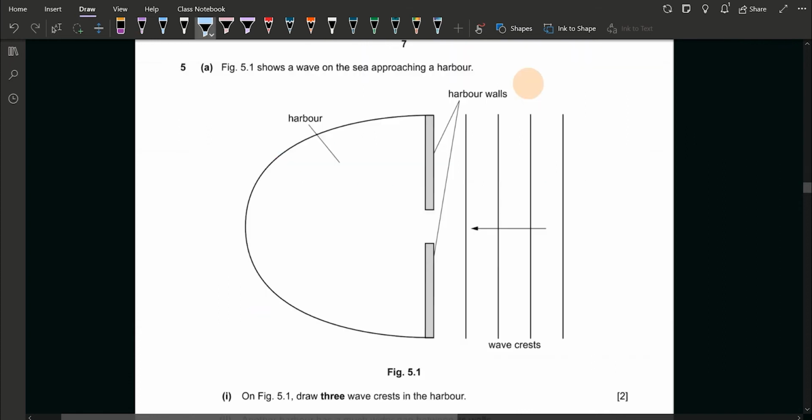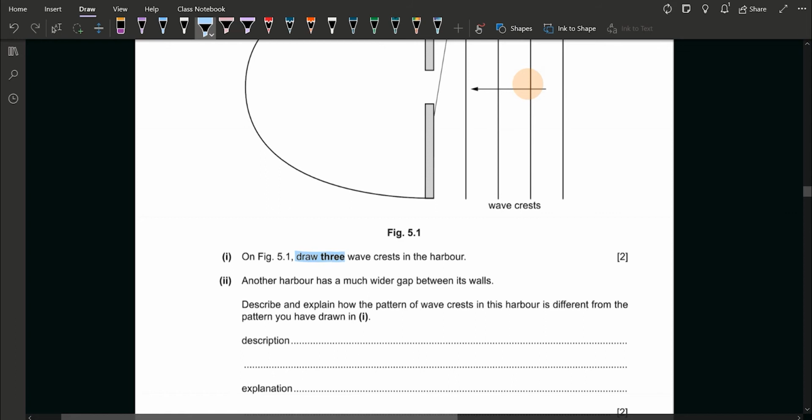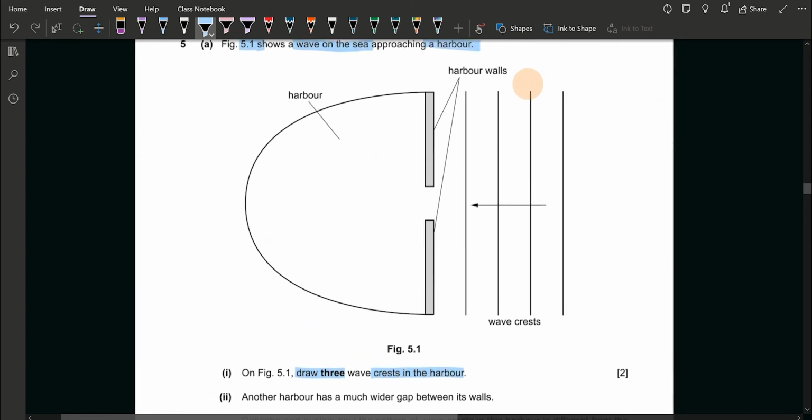Question number 5 says figure 5.1 shows a wave on the sea approaching a harbor. Part 1 says draw 3 lines, wave crests, in the harbor. So here it's going to be approximately the same, and then it's going to start to diffract as it goes out, and the distance between the waves should be the same. Like this. So make sure that the distance between these wave crests is the same, all of these, and it should be diffracting outwards.